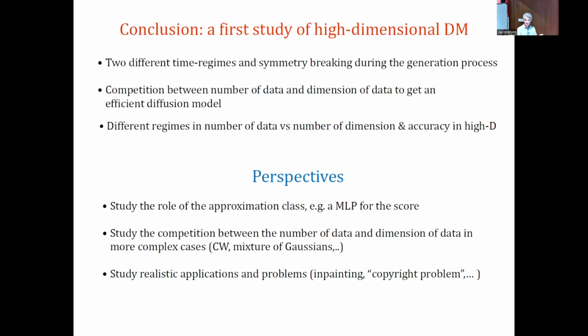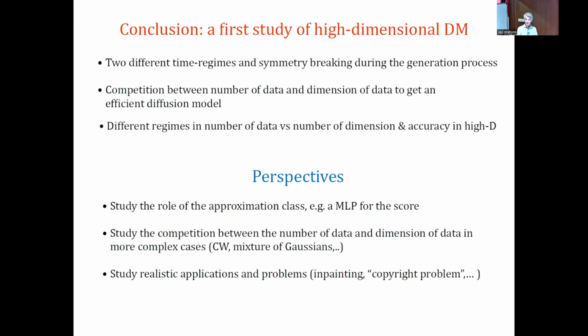But then if you want to be extremely precise, then you have to have a very large number of data. Now there are three perspectives, which are three things we are working on, but I think there are many, many more. So the first thing is, in all my talk, I always knew what was the exact score. And in the Gaussian case, I then use a numerical minimization to get an approximation of the exact score.